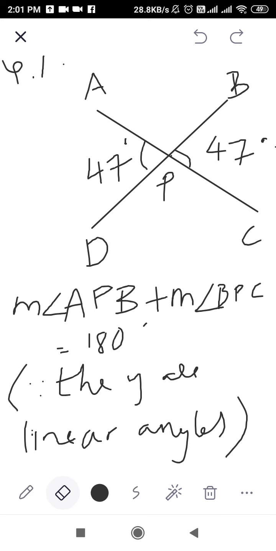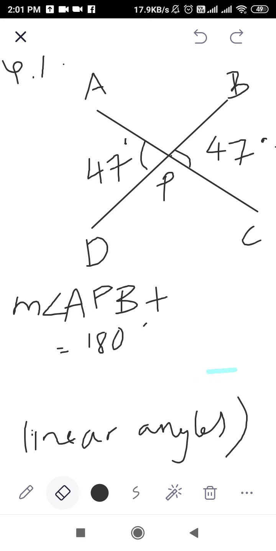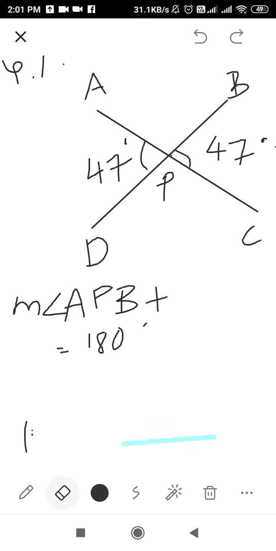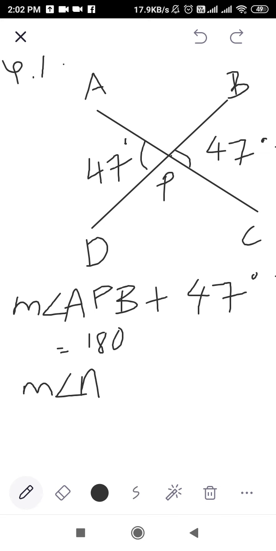Now APB तो आपको फाइंड करना है, so you will keep it as it is. And measurement of angle BPC is 47 degree, right? तो आप क्या करोगे? यहाँ पे substitute करोगे value of angle BPC, that is 47 degree. Okay, now we have to find measurement of angle APB, so we will keep it as it is.